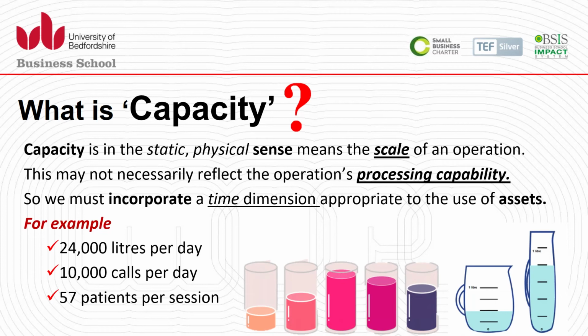Let's say we say 24,000 liters per day is produced. So that is the total capacity that a particular production can do. So 10,000 calls per day can be managed. That is the call center or any service center's maximum capacity. Or we have 57 patients per session that can be tackled, or can be provided the services or consultation.